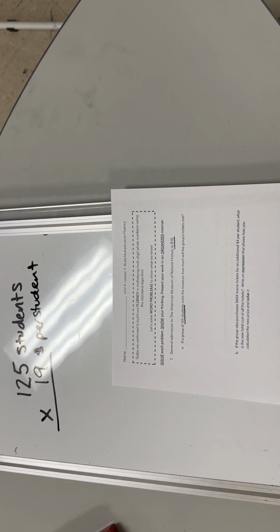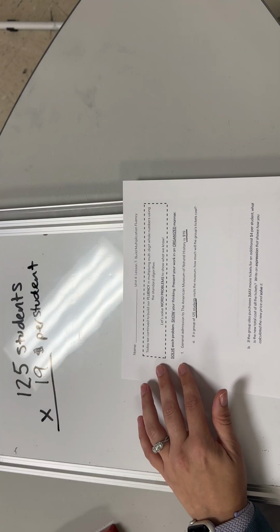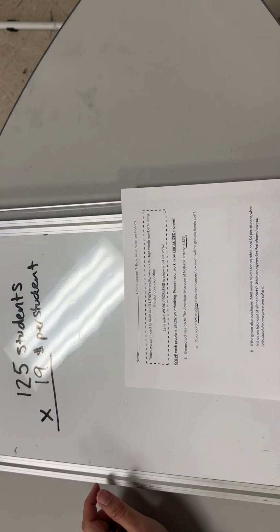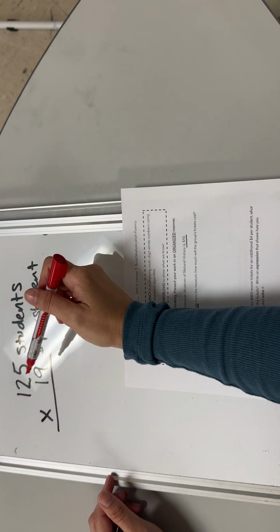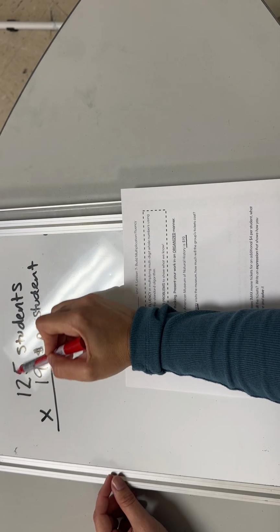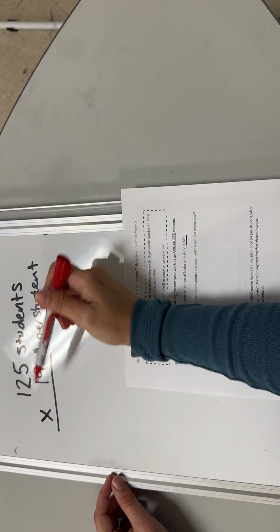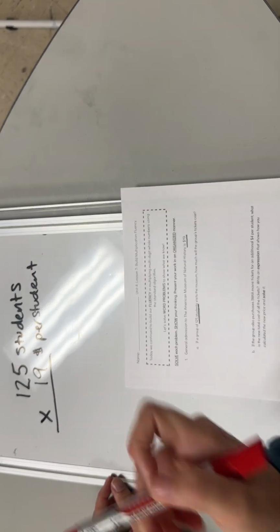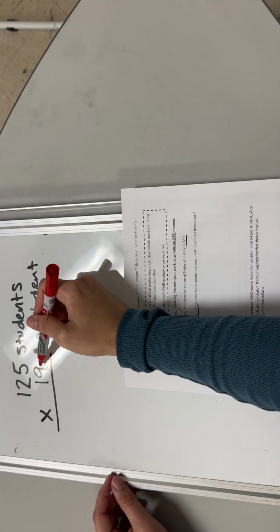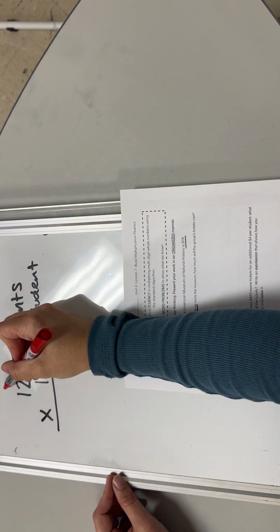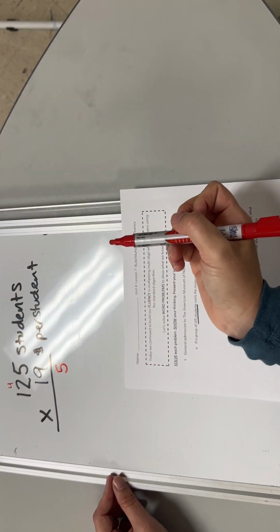125 times 19. I'll go ahead and use our standard algorithm to solve, since that's what we focused on in our last couple of lessons. When I use standard algorithm, first I multiply, in this case, the 9 times the 125. And then I do the 1, or 10 times 125. Starting with the 9. I have 9 times 5, which is 45. I'll place the 5 and carry the 4.